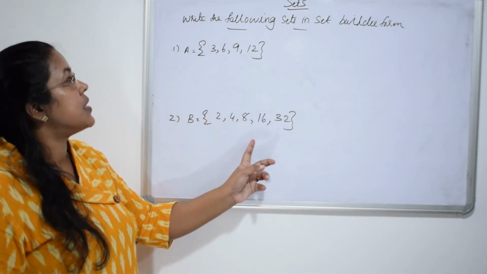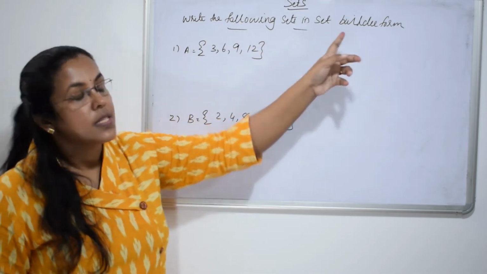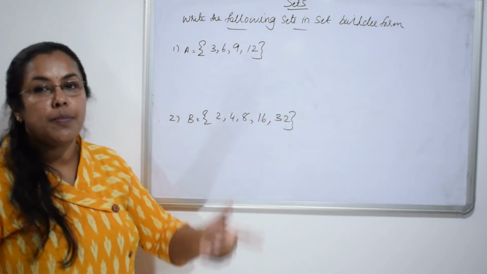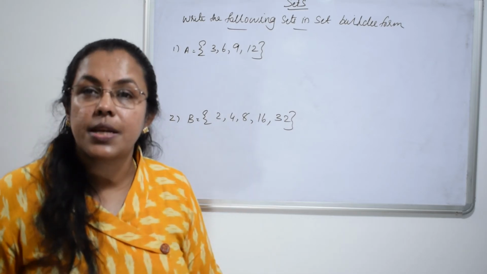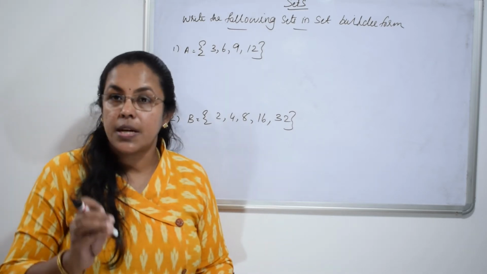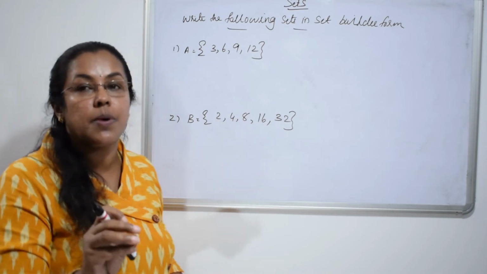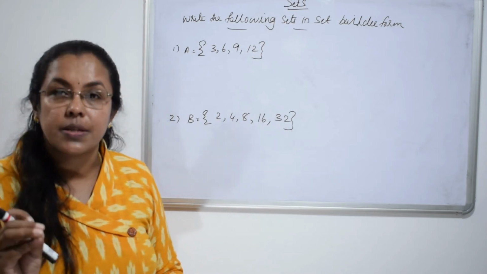Now look at this question. Write the following sets in set builder form. It is written in tabular form. We have to write it in set builder form. What is set builder form? We have to find out a common property possessed by all the elements of this set.